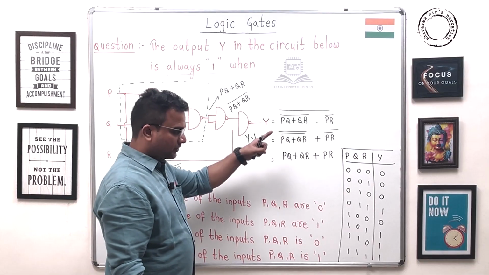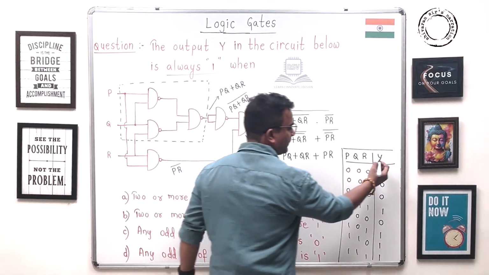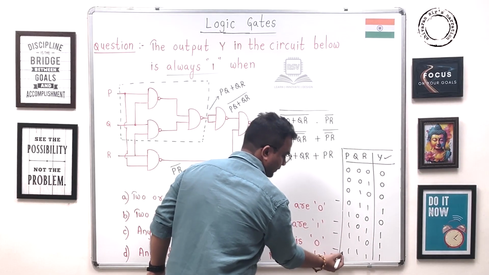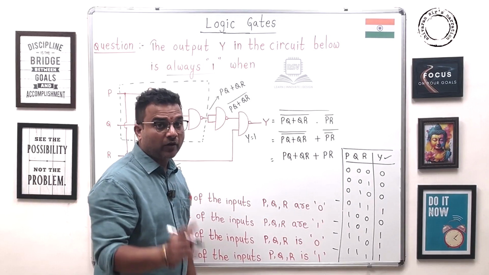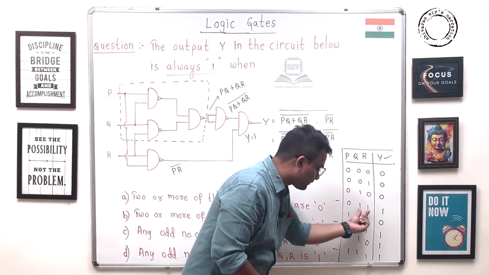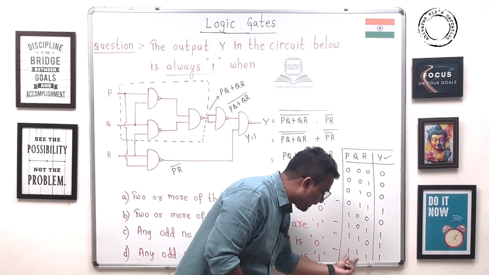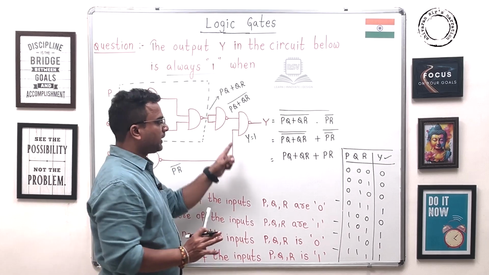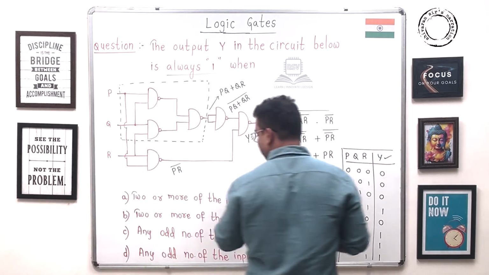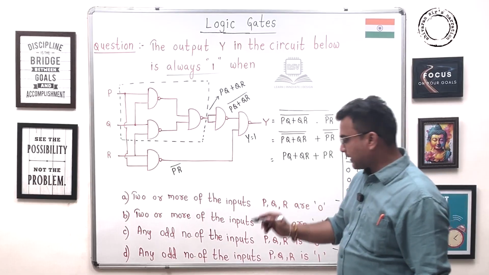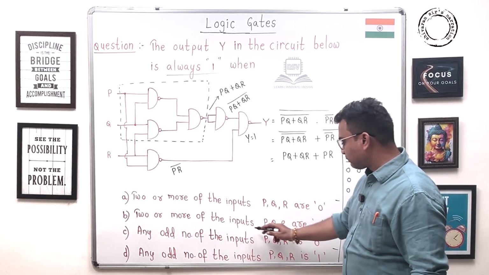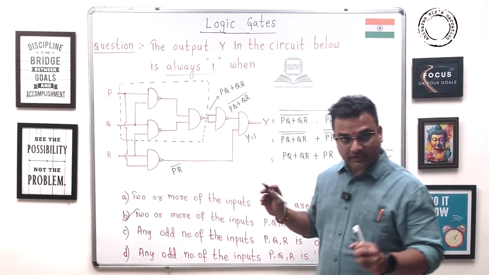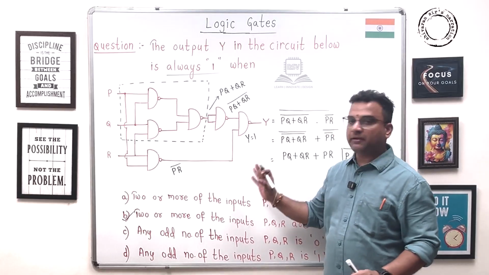Now you see when the output becomes logic 1. The output is 1 when 2 or more than 2 inputs are 1. In such combinations only will you get the output as 1. Hence guys, the right answer is: 2 or more inputs PQR are 1. In this situation only, the output will be 1.